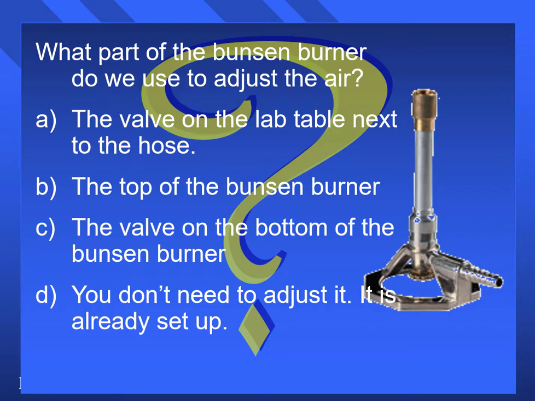What part of the Bunsen burner do we use to adjust the air? Is it A, the valve on the lab table next to the hose? B, the top of the Bunsen burner? C, the valve on the bottom of the Bunsen burner? Or D, you don't need to adjust it, it's already done? The first time you used a Bunsen burner, the answer to these first two questions was D, but not now. And of course the answer is something we've seen before.